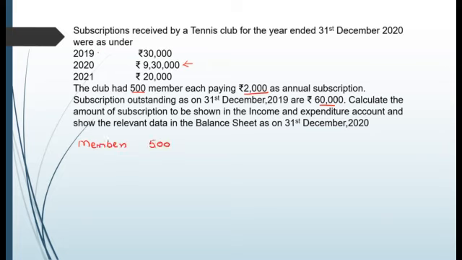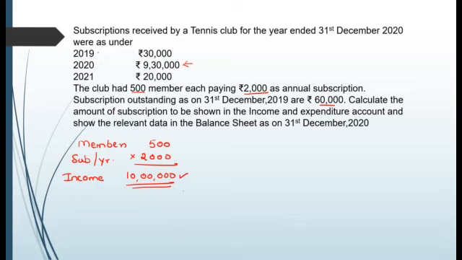500. What is the amount of subscription per year they have to pay? 2,000. So, multiply it. That would give you 10 lakh as the amount of subscription that was supposed to be received. So, this is the subscription income of the year, which should come to the credit of your income and expenditure. They want you to calculate the amount of subscription to be shown in the income and expenditure account.